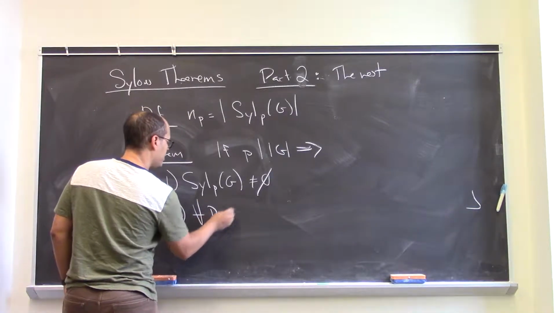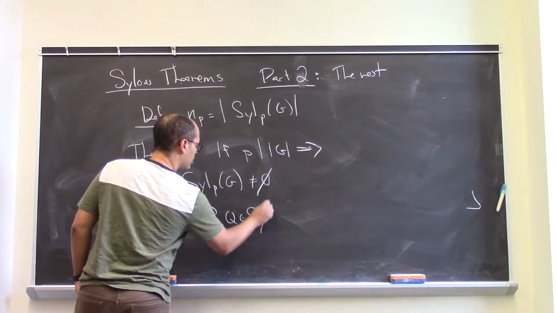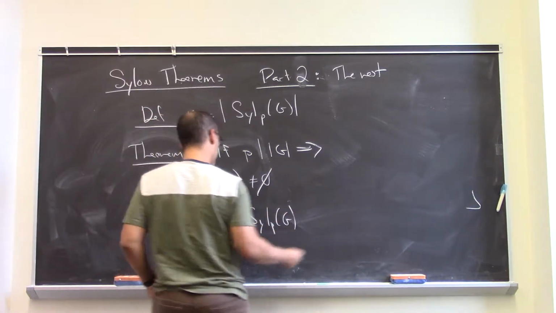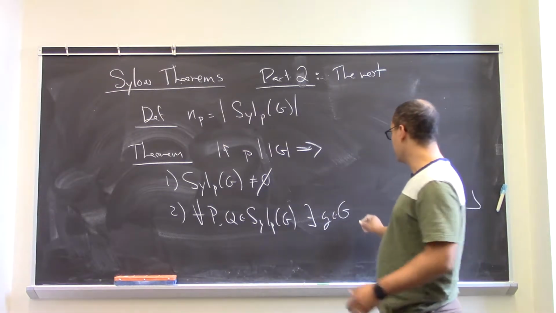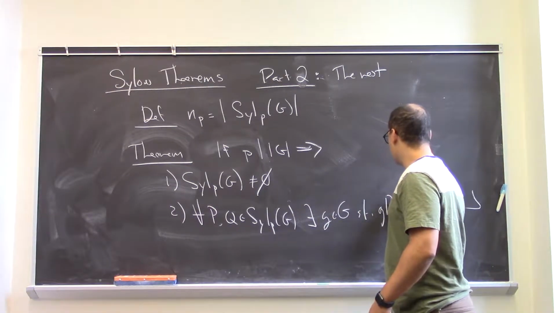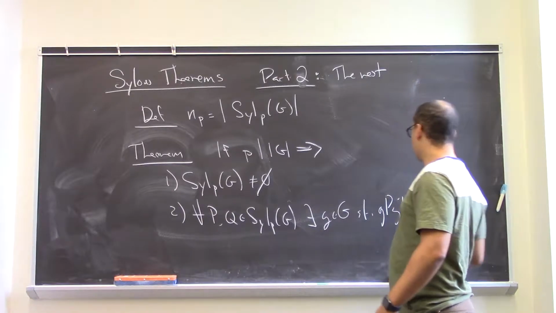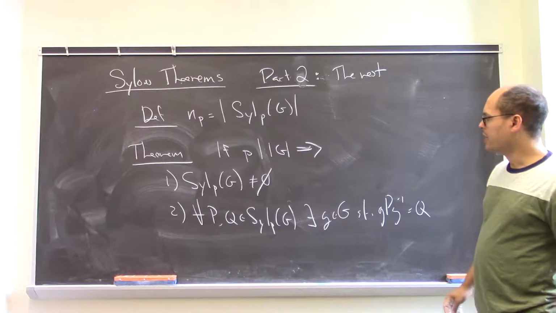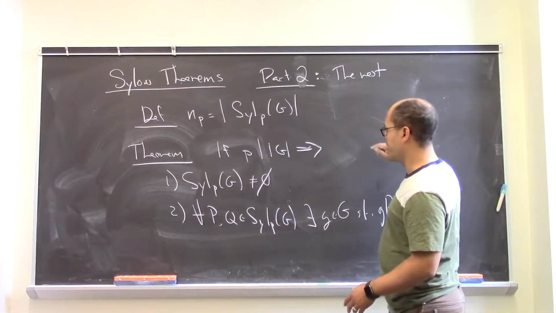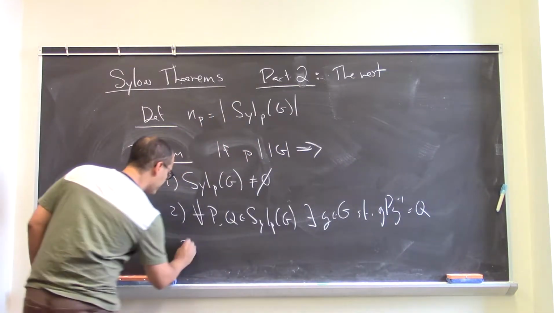Part number two, they're conjugate. For all P and Q Sylow p-subgroups, there exists some g in G such that gPg inverse is Q. Okay. All these Sylow subgroups are conjugate. In fact, you can do a little bit better. Maybe I'll call this 2.5.